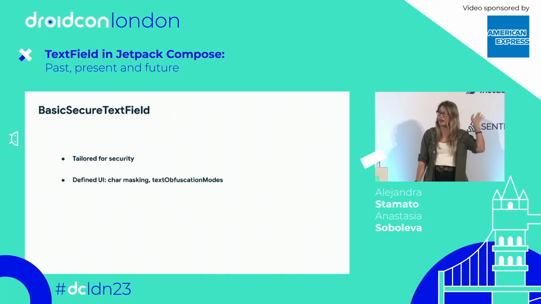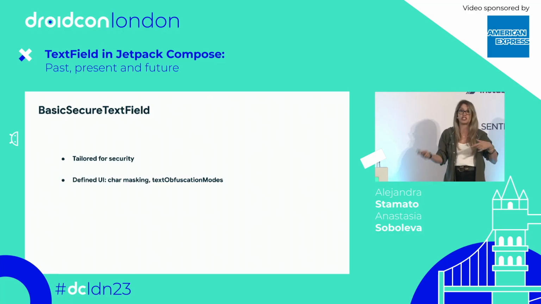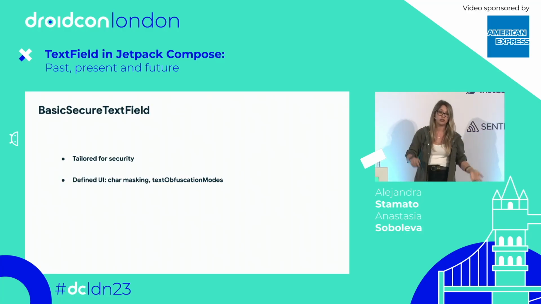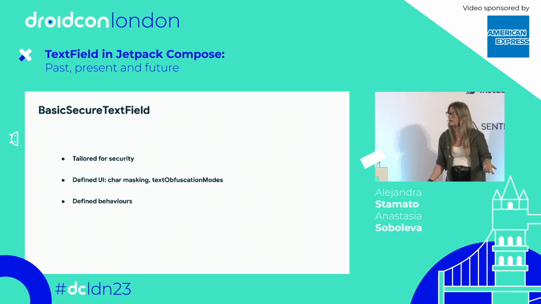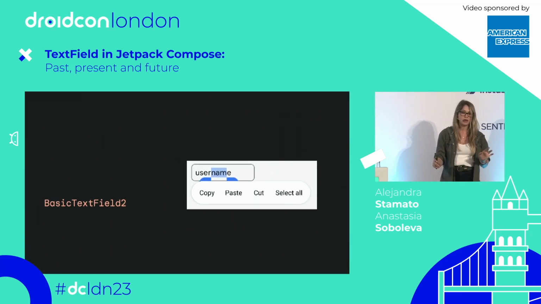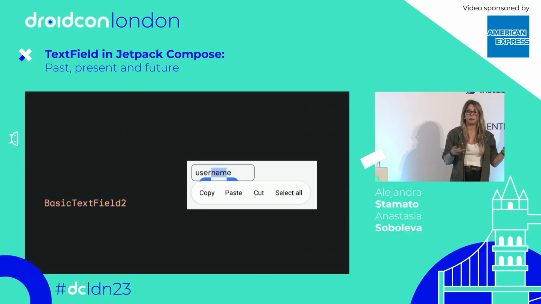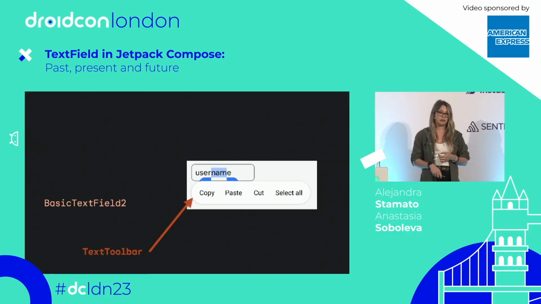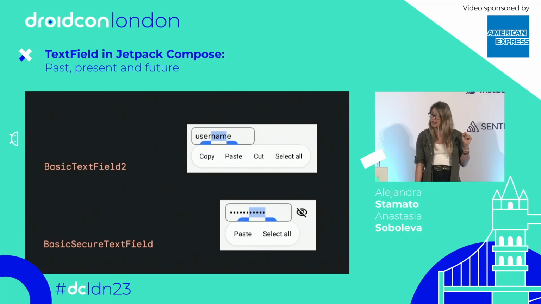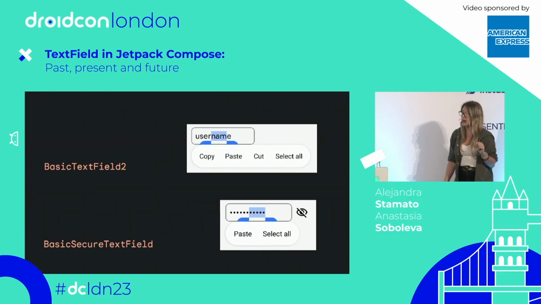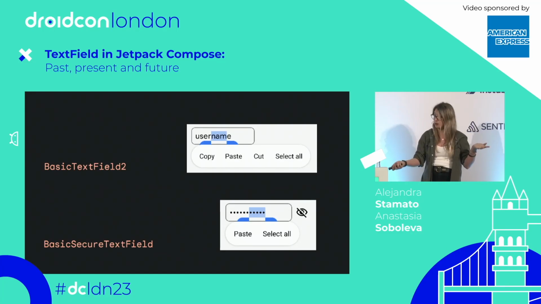We also get defined UI for free, like these char masking and text obfuscation modes, and then defined behaviors. For example, the text toolbar modifications. Very quickly on that one, in a basic text field 2, when you select part of the text, part of your state, you get your toolbar to allow you things like copy, paste, cut, select, and this is the text toolbar that you get, but in basic secure text field, you do not have copy and cut for security reasons.